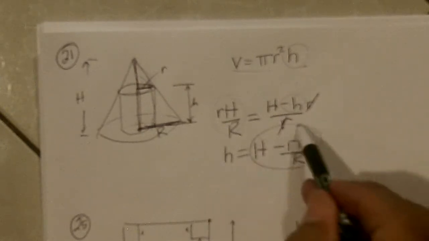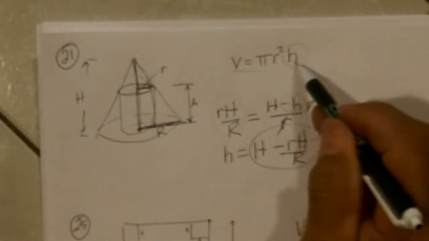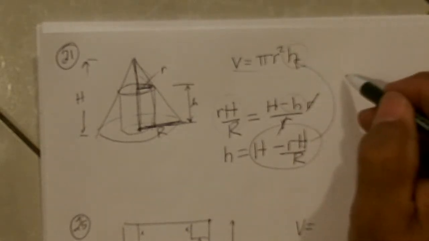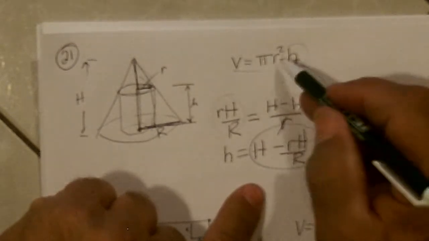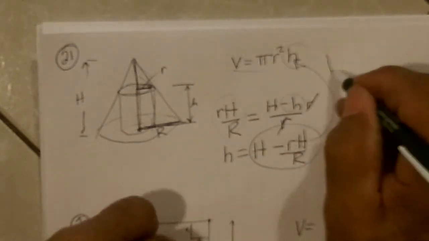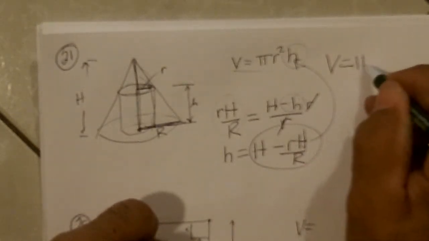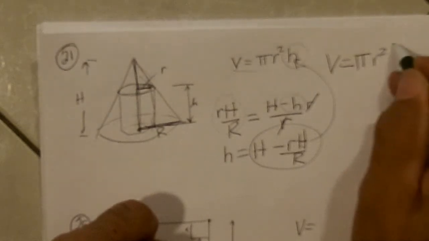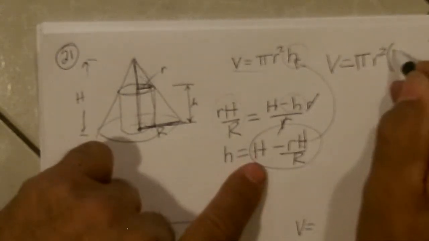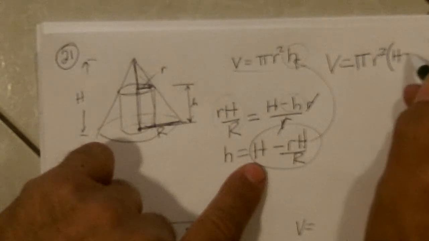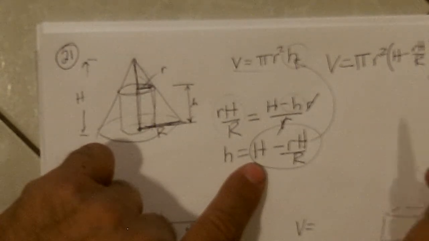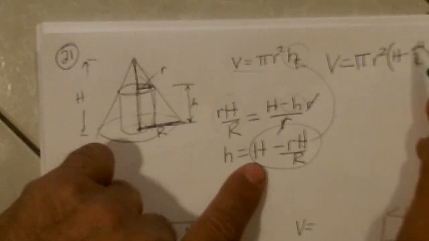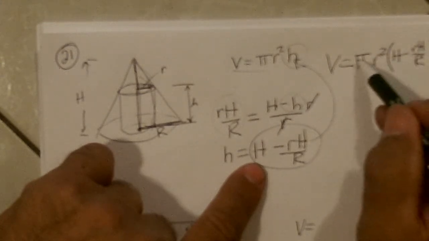And that's what I'll put in place of the h to get the formula in terms of little r, some constants, and r squared here. So the volume would be pi r squared times capital H minus r capital H divided by capital R. The only variable here is the little r. Everything else is constant.